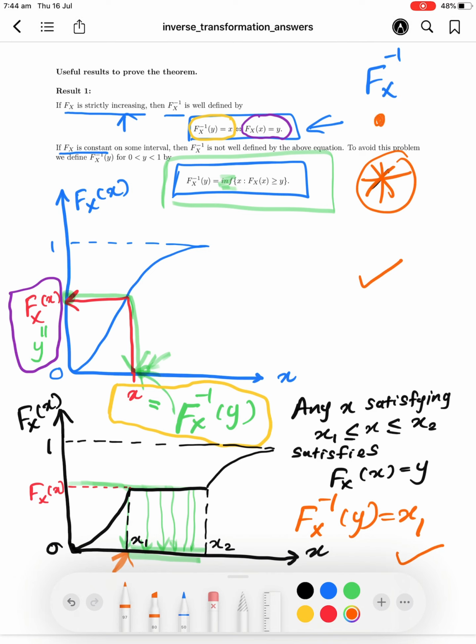This definition is suitable in a case where you get a strictly increasing function. But this definition is not valid for a case like this. This function is strictly increasing. This function here is non-decreasing. It is not strictly increasing because it is constant within this range.